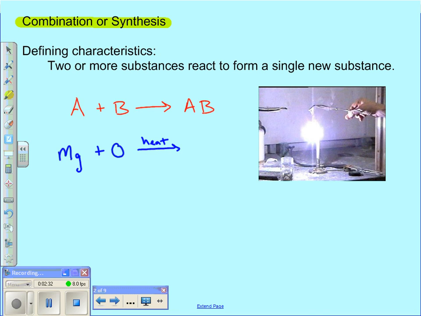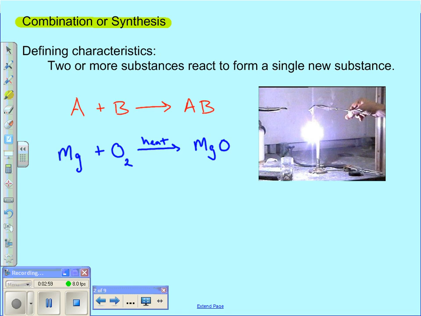Here's something that we would need to know beforehand, though. Oxygen in the atmosphere doesn't exist as just plain O. It exists as O2, right? Diatomic oxygen. So they're going to combine together after this reaction to form magnesium oxide in that case. And that is the correct formula for magnesium oxide, MgO, right? Magnesium is a +2 ion, oxygen's a -2, so they would form that way.